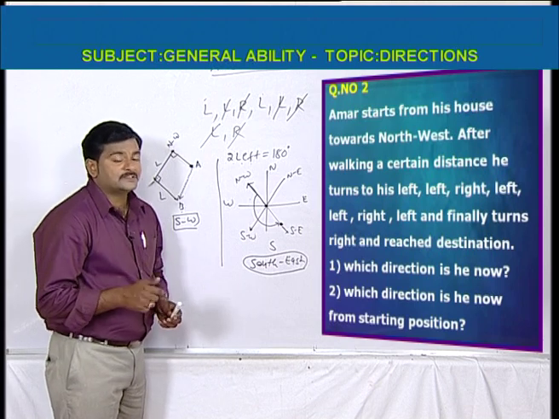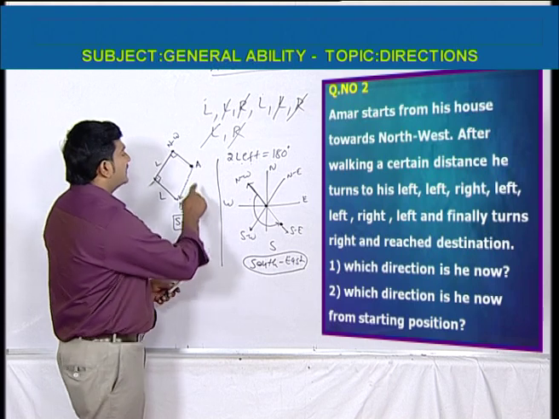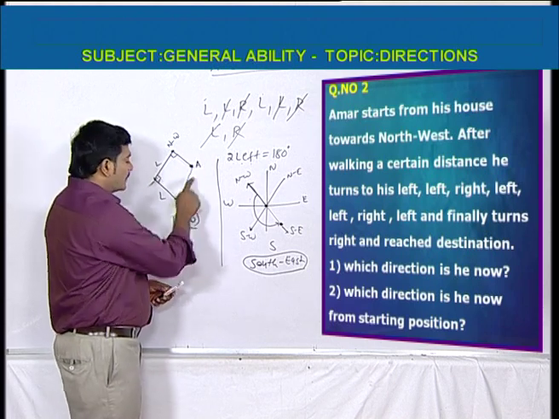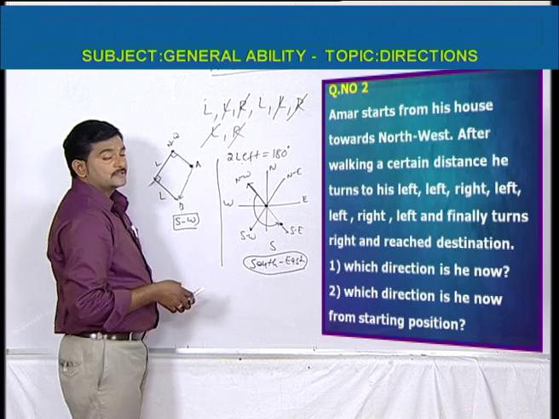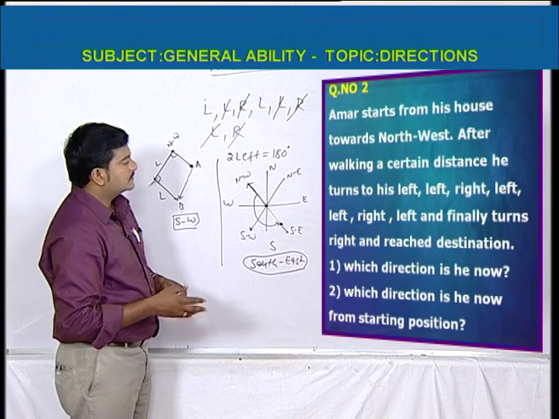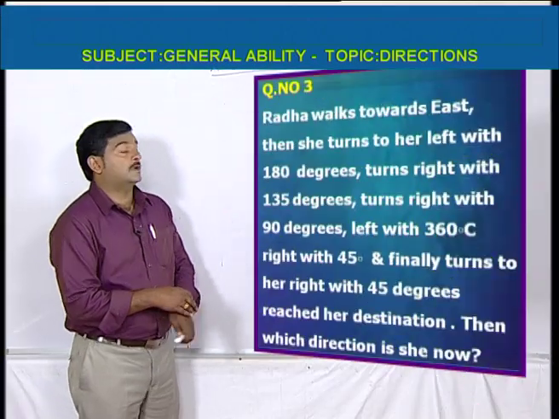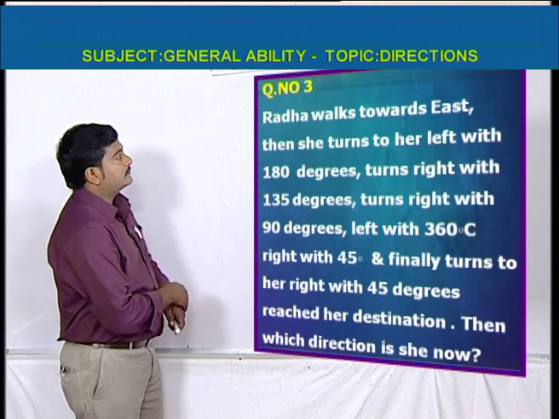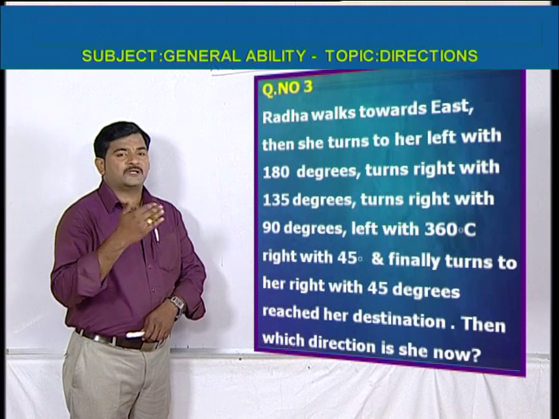And the second question is, which direction is he now from the starting point? So what is my starting point? A. And now he reached destination B. So with respect to A, what about this B? Simply we say the answer is southwest direction. Okay, so now we'll focus on the next question. We have seen 2 questions. Now we'll focus on the third question regarding directions. See, in question number 1 and question number 2 it is about lefts and rights.